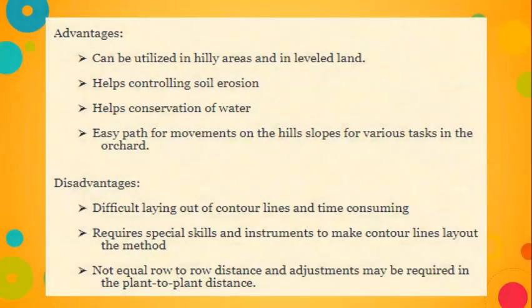Advantages: it can be utilized in a hilly area and in leveled land. Helps control soil erosion. Helps conservation of water. An easy path for movements on the hill slopes for various tasks in the orchard. But the disadvantages: its layout of contour lines is difficult and time consuming. It requires special skills and instruments to make the contour lines layout, and the row to row distance is not equal, and adjustments may be required in the plant to plant distance.